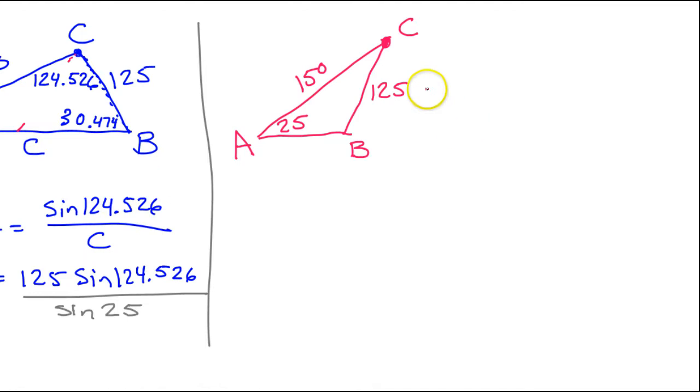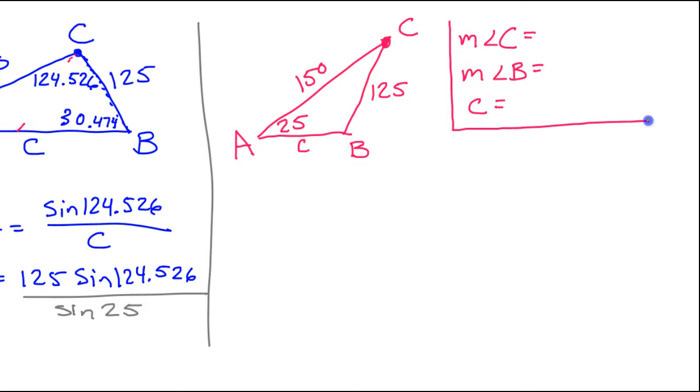So now let's solve the other triangle. And again, looking at this triangle, we are missing angle C. So we're going to need to find the measure of angle C. We're missing angle B. And we are missing side C. So to solve this triangle, we will need to find these three quantities.